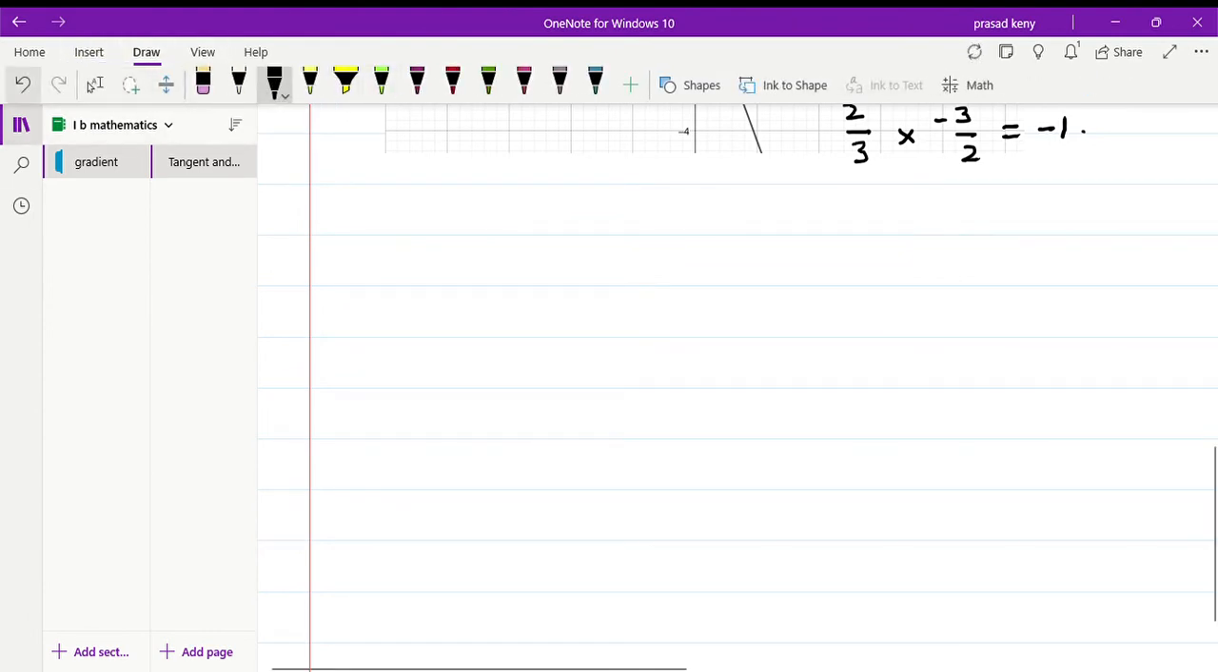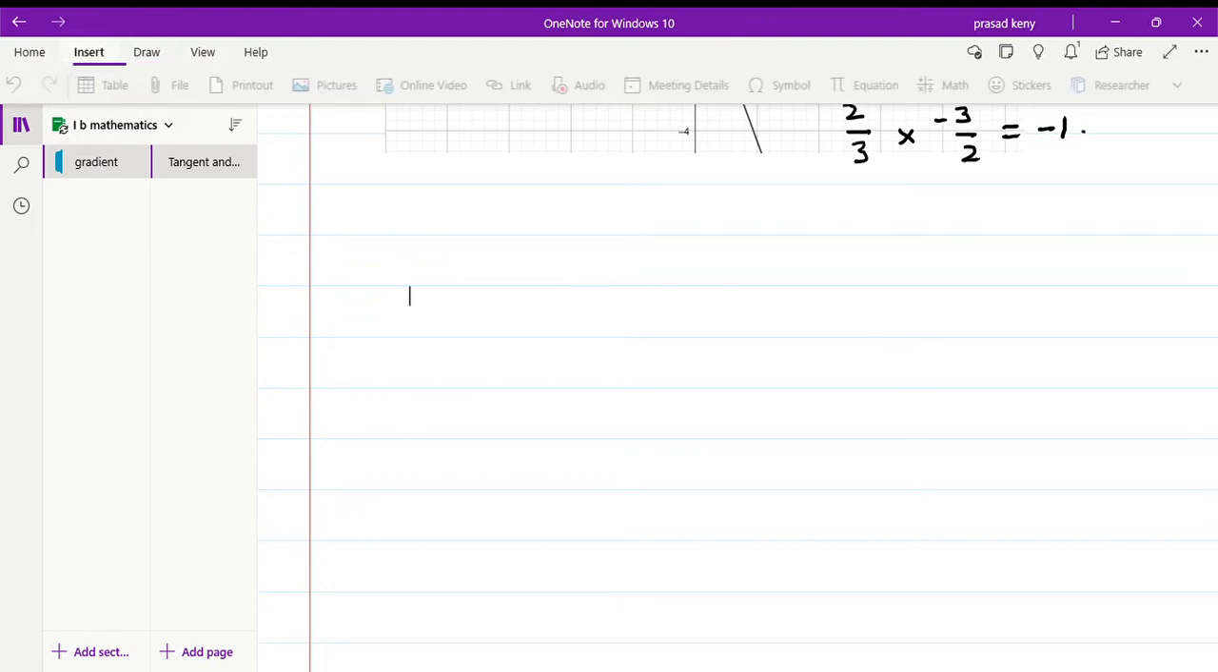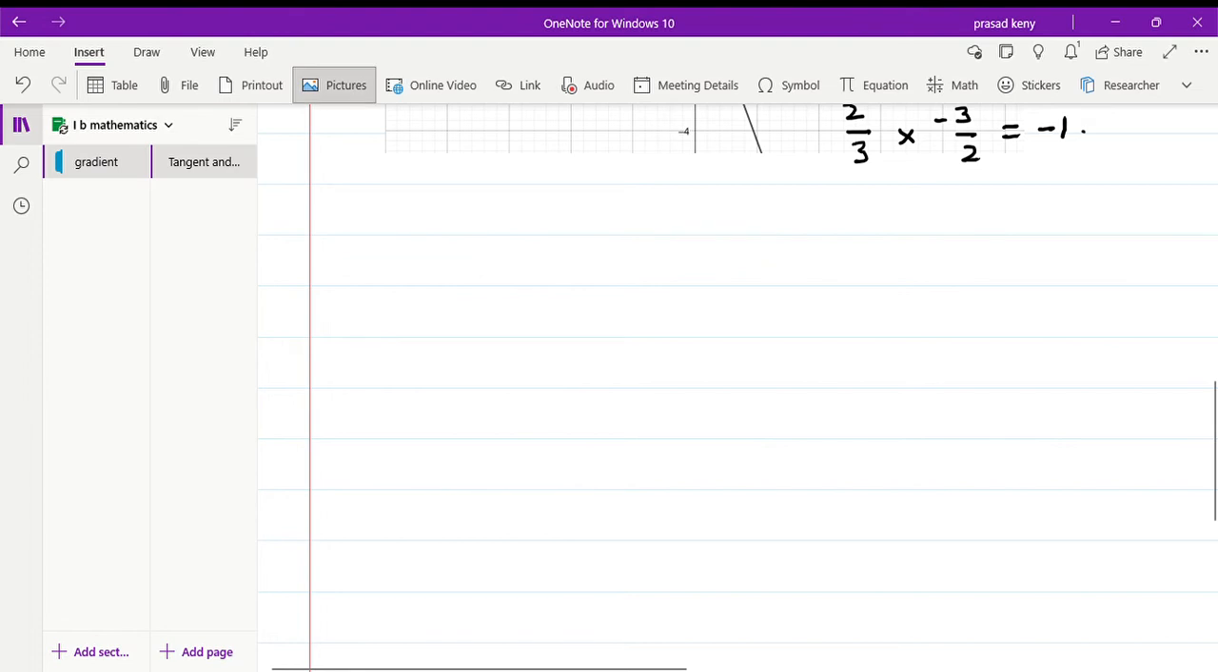So with this, let us discuss the concept of normal. Now basically, what is a normal? To understand what is a normal, I am putting a picture here.